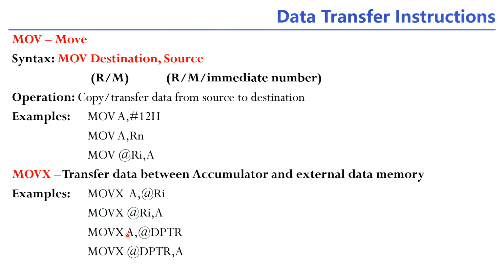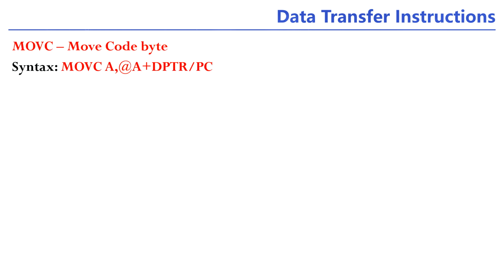Next thing you can see here, MOVX @DPTR, A. The content of A is copied and transferred at this location. This location, that is the external RAM. Okay. Now we can start this one, MOVC, right?